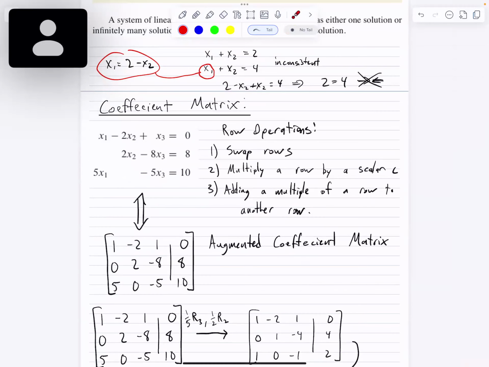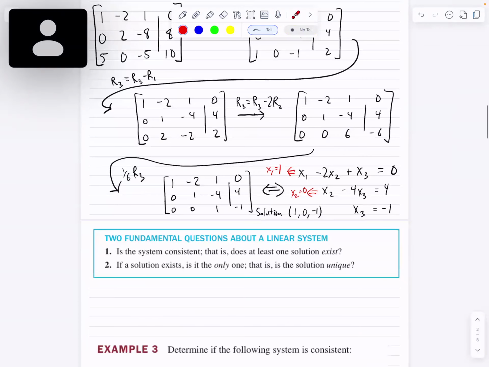And you can make sure that that works. If I plug in 1 for x1, -1, that works. That will give us 10. If I plug in 0, -1, that works. And if I plug in 1, 0, -1, it also works. So this is the solution, and it's the unique solution.